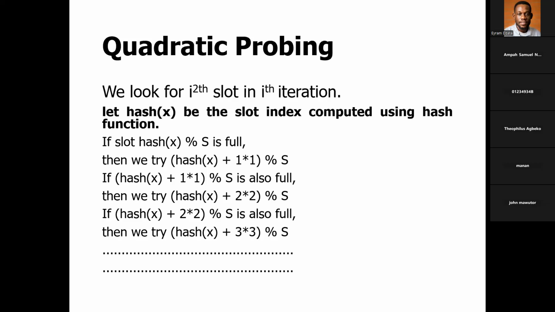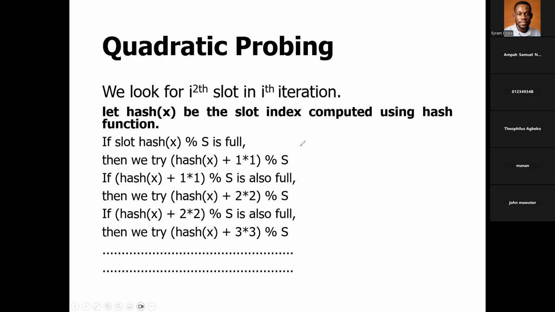Then we have the quadratic approach. And mind you, this is all part of the open addressing technique. Okay, so quadratic probing. Now, it says we look for the i squared slots, or i raised to the power 2 slots, inside the ith iteration. Now, what does this mean? So this is just a simple technique being explained here.